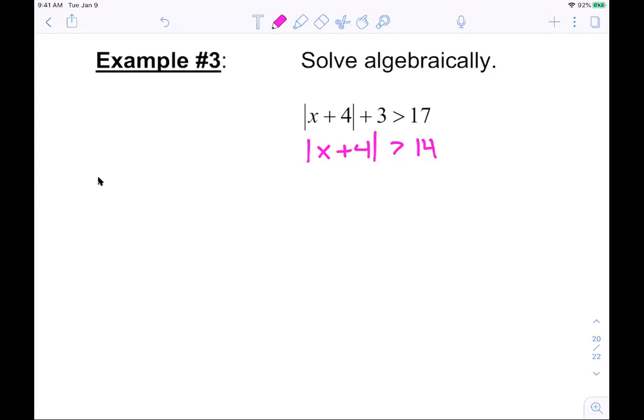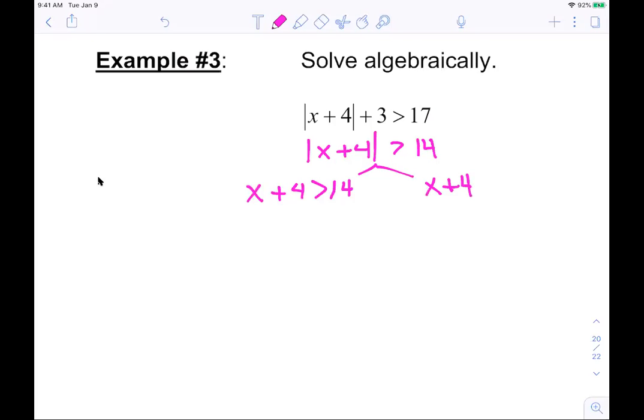Darby, how would you solve an absolute value equation, or an absolute value inequality? What do we do to get rid of those bars? Wouldn't you have to have two equations. So the one would be x plus 4 is greater than 14. Good. And then the other one would be x plus 4 is greater than negative 14.